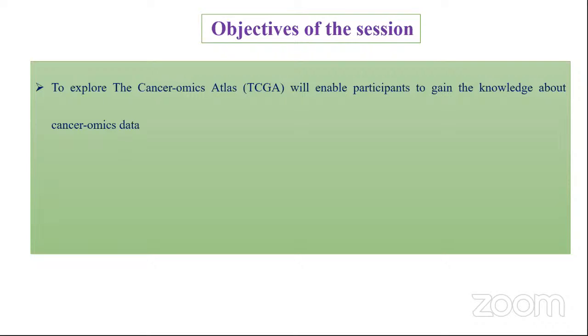TCGA is one of the platforms where you can get a maximum of data with respect to the omics approach, and it will enable participants to gain knowledge about cancer omics data. In cancer omics, we have different data types, so how are we going to analyze them against different cancer types? In TCGA, we have data on different cancer types. We are going to see which cancer types are included, what data types or data fields are included, and how we are going to analyze those data.